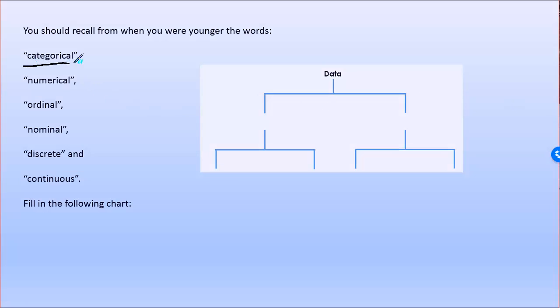Now these first two, categorical and numerical, are the main categories of the data. So categorical goes here and numerical goes here. So when we classify data, the first thing we do is say, is it categorical, is it numerical? And the number part of numerical, or the fact that it starts NUM, so number, clearly is associated with this word, tells us that this type of data is going to be numbers. Categorical data is more descriptors.